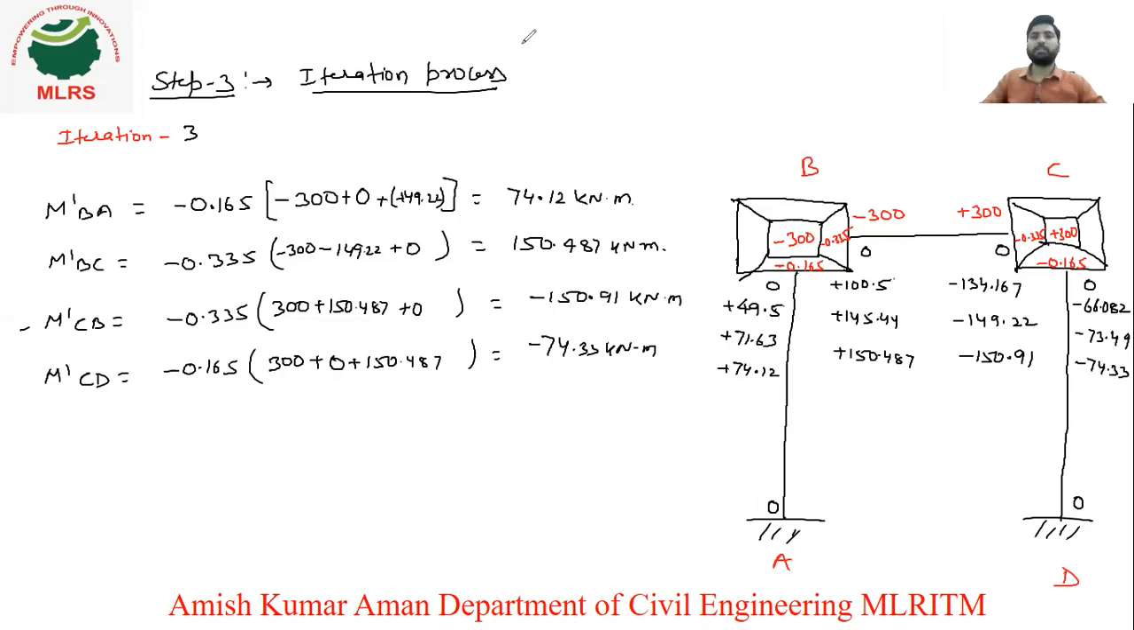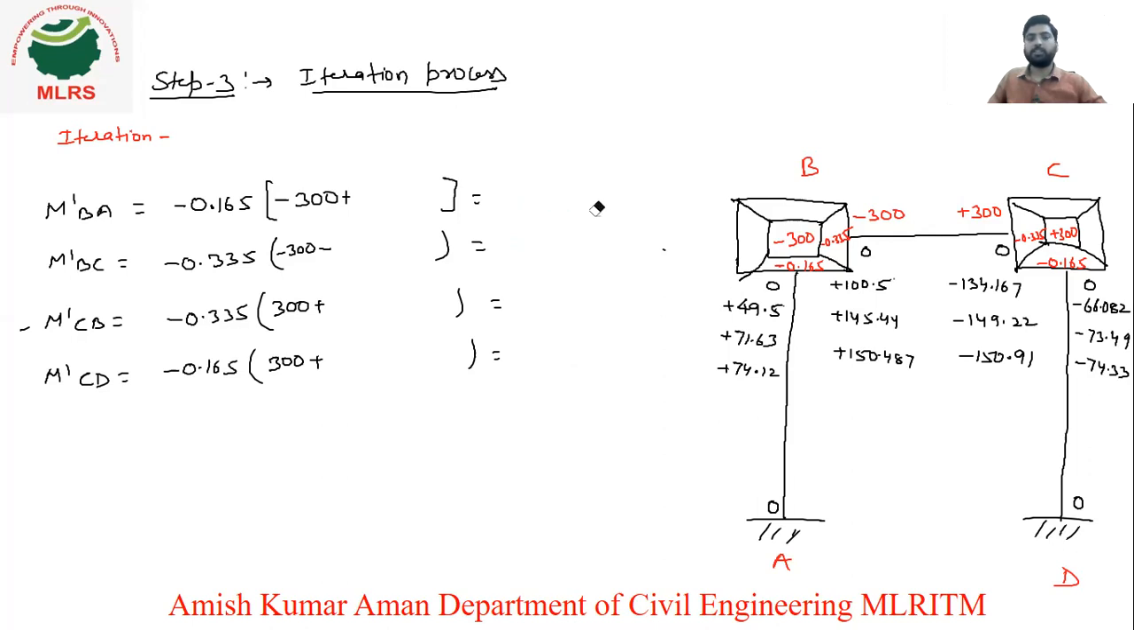Now we will go for iteration number 4. We will repeat the same till the last two values will be nearly equal. Okay. So iteration number 4 we are going. Again for this, near is A, so 0, and far is B, so minus 150.91. If you will calculate it, you will get 74.40 kilonewton meter.